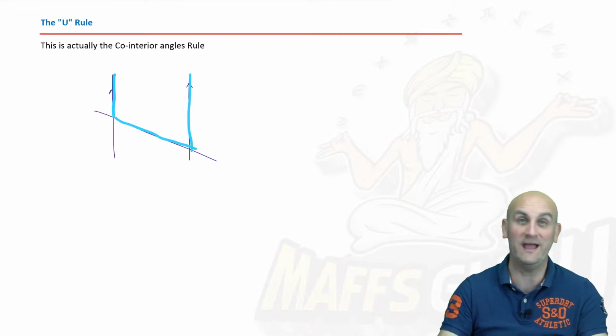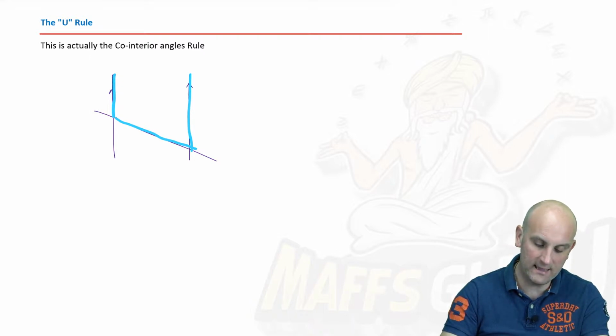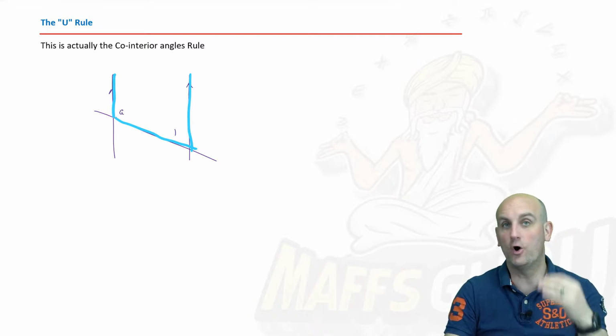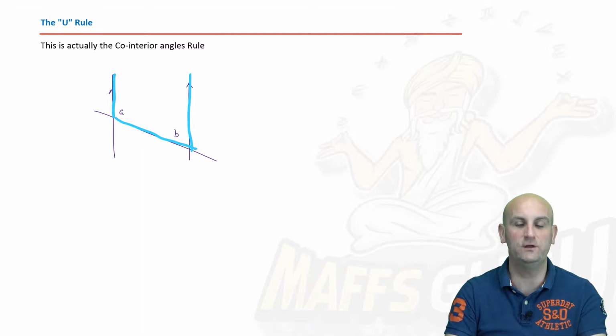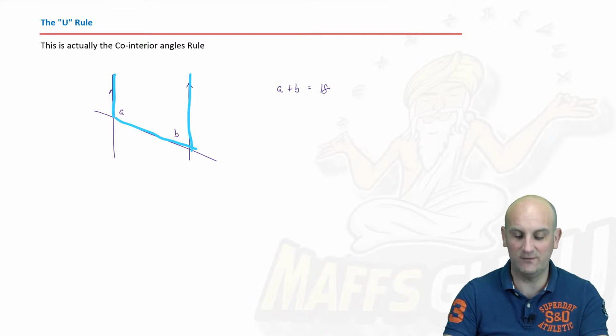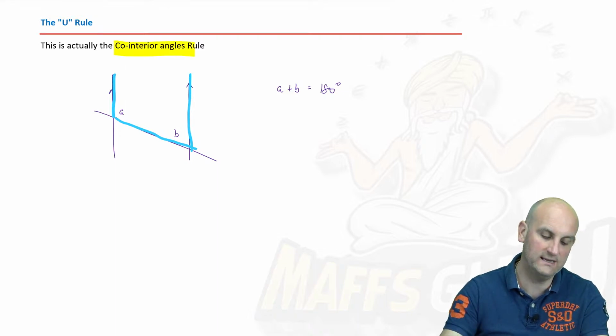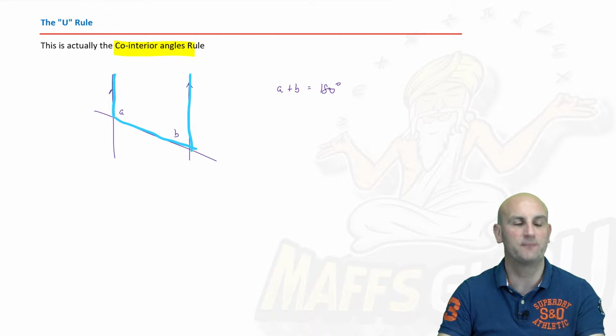So knowing that, there is a rule that says this angle here, let's call them A and B, cannot be the same size. Hopefully you're looking at that going, oh no, they're definitely not the same size. We know that angle A plus angle B is equal to 180 degrees. Now, the official name here, ladies and gentlemen, is that they are co-interior angles. Co-interior, they add to 180 degrees.